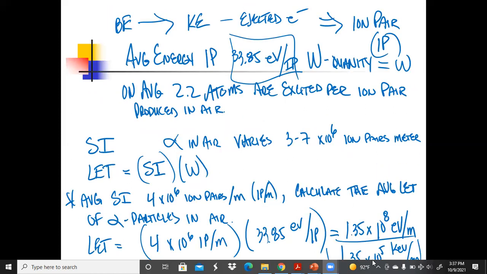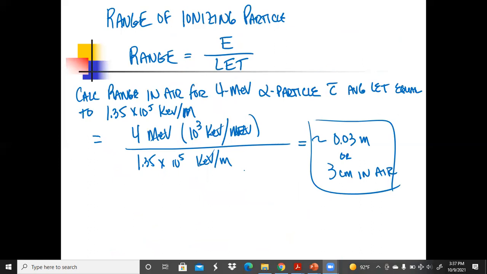When we do that, we end up with 1.35 times 10 to the 5th keV, converting the eV into keV. Obviously, there's the 1,000 difference, so you divide by 1,000, which means you take 3 off the exponent. So you end up with 1.35 times 10 to the 5th keV per meter. This is a concept that I think is going to get talked about more in subsequent chapters. You would not see this in chapter 5, but it's still good information, so I wanted to let you see that.